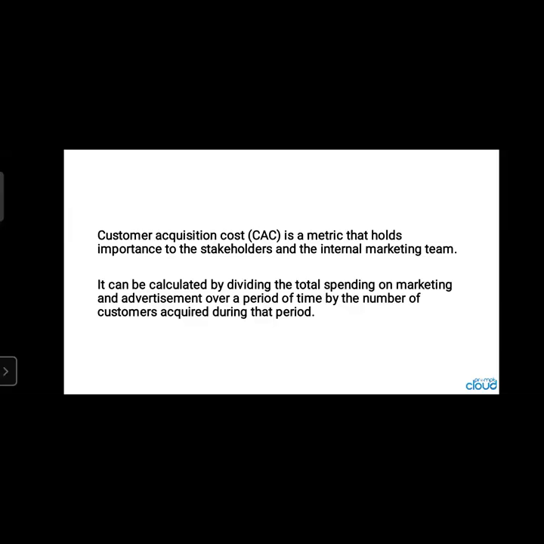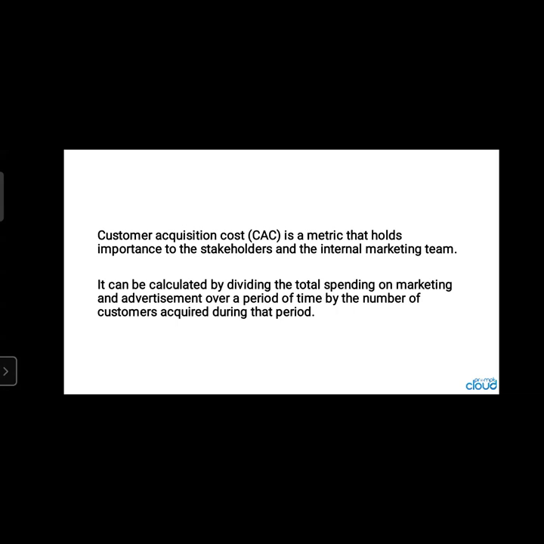Now, what is required to calculate by division? It is calculated by dividing the total spending on marketing and advertising. Marketing a few thousand, advertising a few thousand, divided by time. Now, time, how to calculate? That depends, months or years.